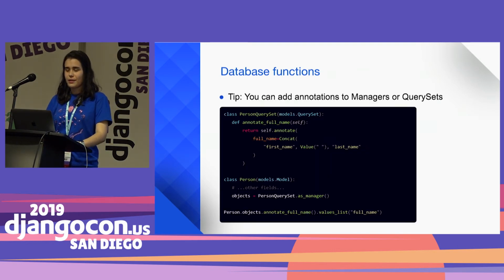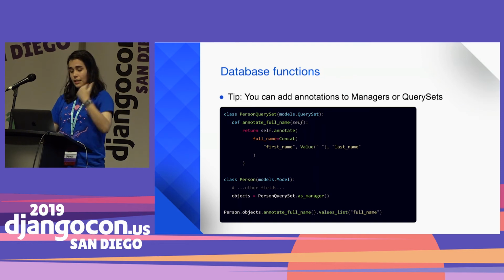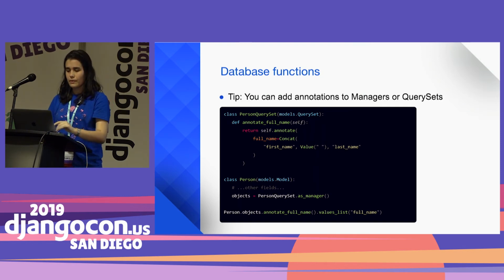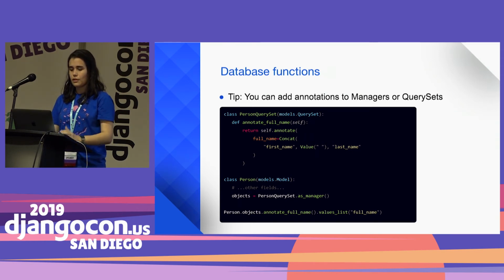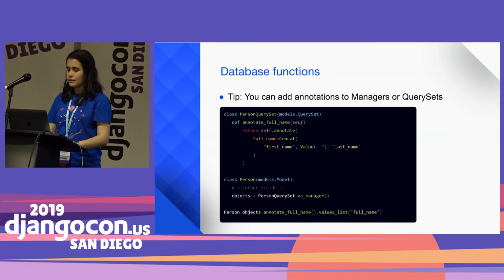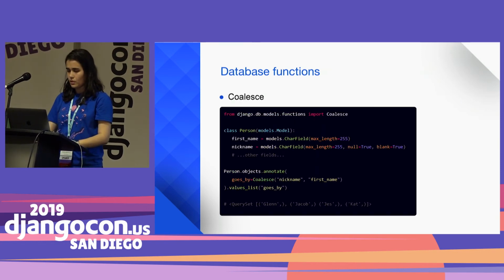And back with our full name example, here's a tip. To avoid calling the whole annotation every time you want to load everyone's full name, you can add this annotation to a query set or a manager. I pick a query set just for simplification, and add the query set to the model using as manager. So now you don't have to worry about it. Whenever you have the person model, you can just call the annotate full name method, and it's going to work. And then you can do the search just as you want.